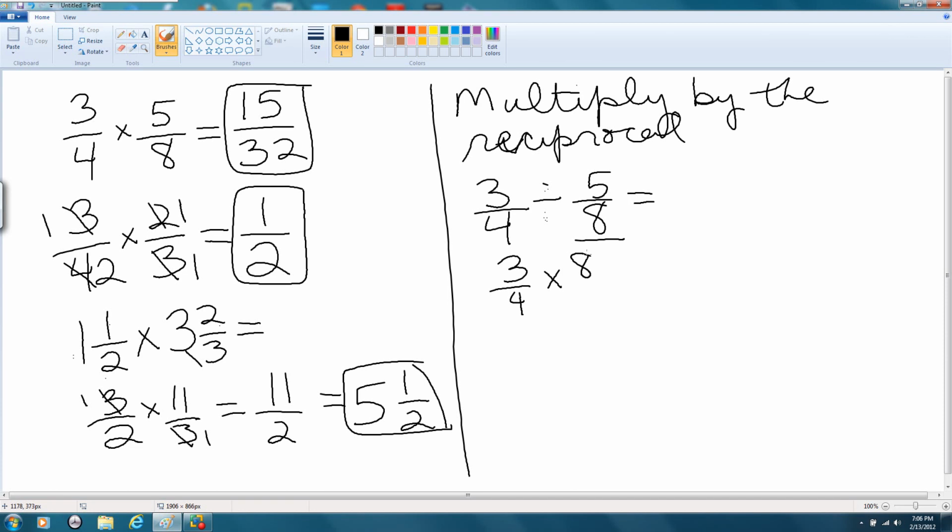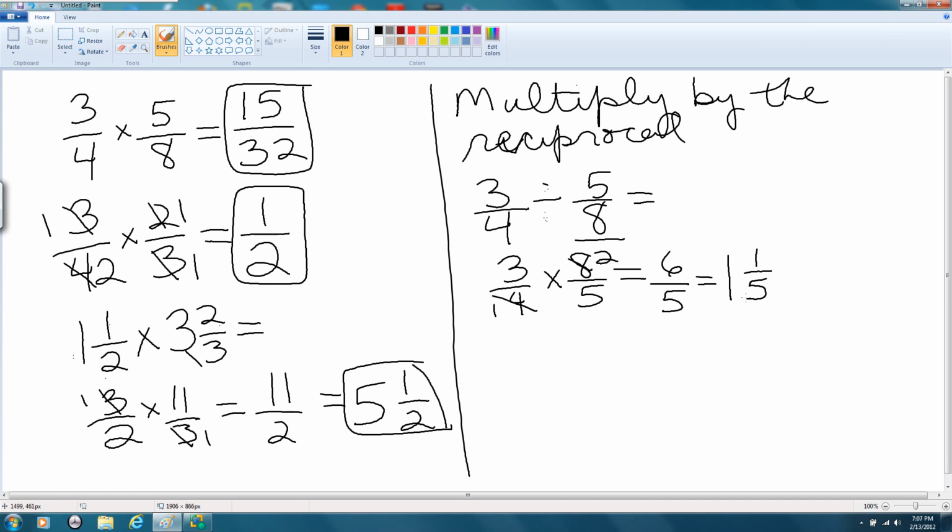So this becomes 8/5. And then we have a multiplication problem, and we just do the multiplication problem as we would do any other multiplication fraction problem. We're going to multiply across. I do have some cross canceling I can do here. 4 goes into 4 once. 4 goes into 8 twice. And so 3 times 2 is 6. And 1 times 5 is 5. I can also change that to a mixed number if I want. And that is 1 and 1/5.